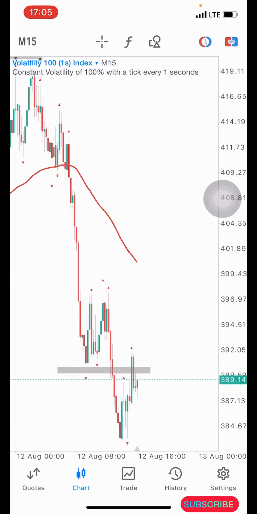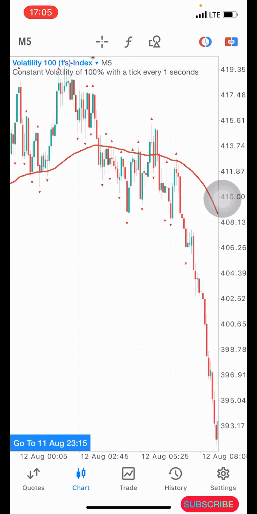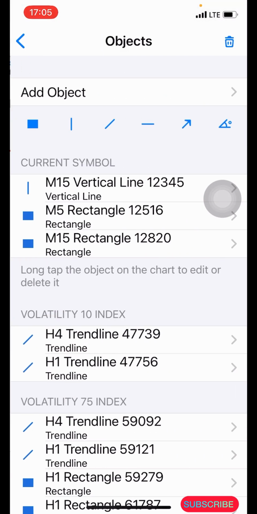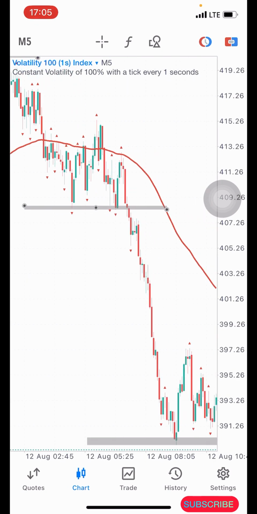Make sure you are getting your confirmation from the 15-minute time frame before taking an entry, because the 5-minute time frame is going to be messy sometimes. As you can see here, it went very well. It went sweetly. It made this high structure here. You wait for it to break.